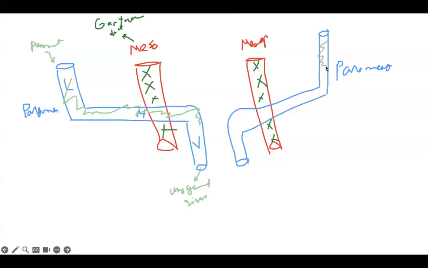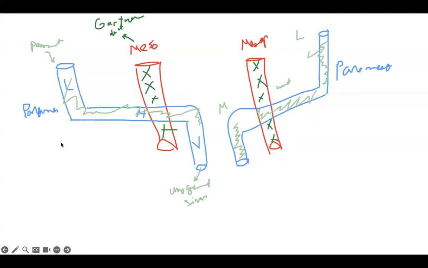What is the formation of the paramesonephric duct? Three parts. One is vertical and lateral to the mesonephric. One is middle, horizontal to the mesonephric. And one is caudal, medial to the mesonephric. It starts lateral, then anterior to the mesonephric, then medial to the mesonephric. Okay, what happened later? What are the derivatives of the paramesonephric duct in female?